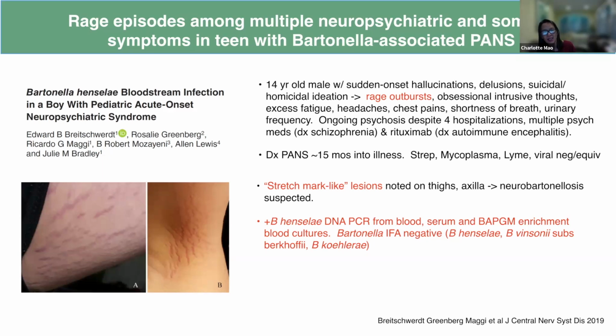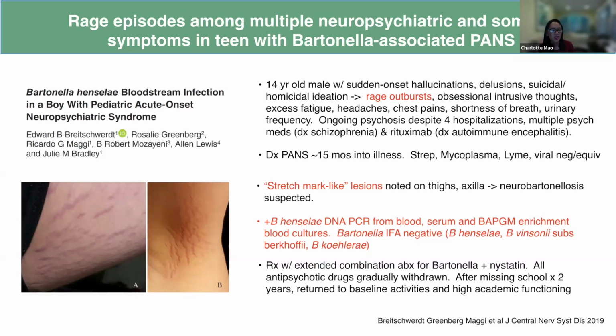Then testing at a specialty lab did document positive DNA PCR for Bartonella henselae from blood serum and from a proprietary enrichment blood culture called BAP-GM. Interestingly, Bartonella serology testing was negative for a number of Bartonella species. But the patient was treated with extended combination antibiotics for Bartonella and had a full recovery, with all antipsychotic drugs being gradually withdrawn and a return to full functioning.